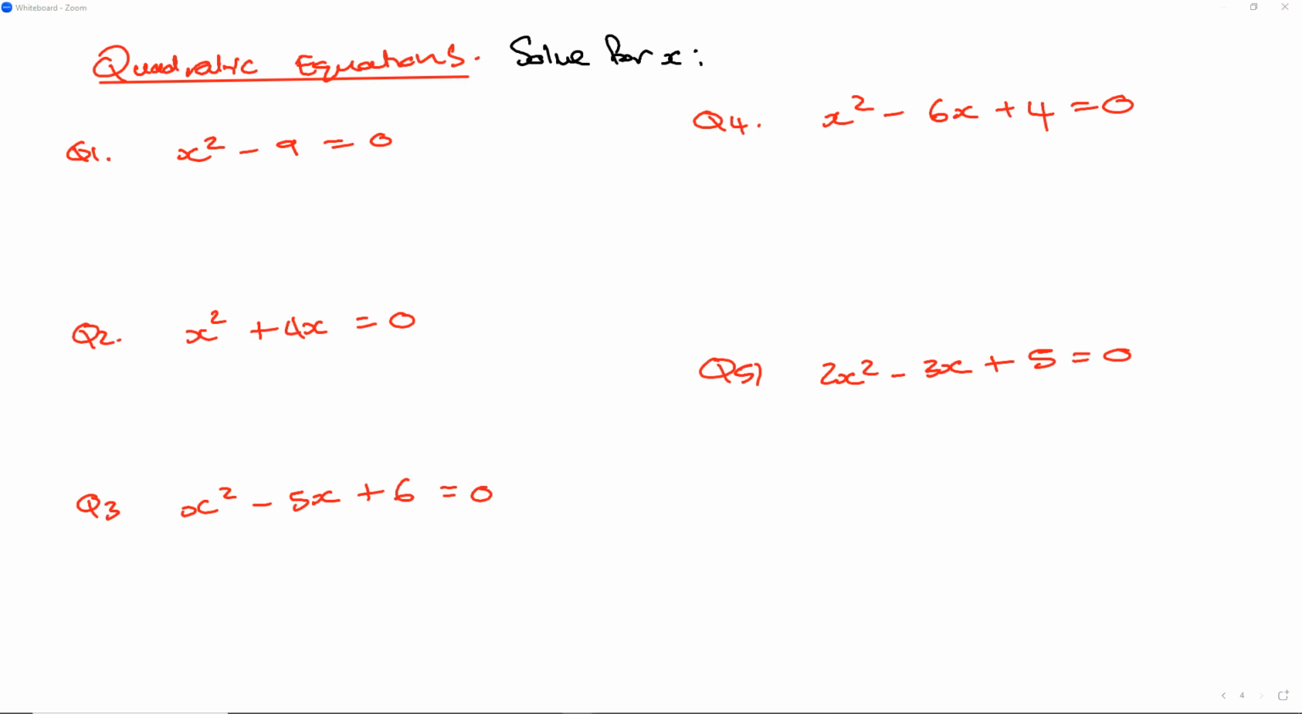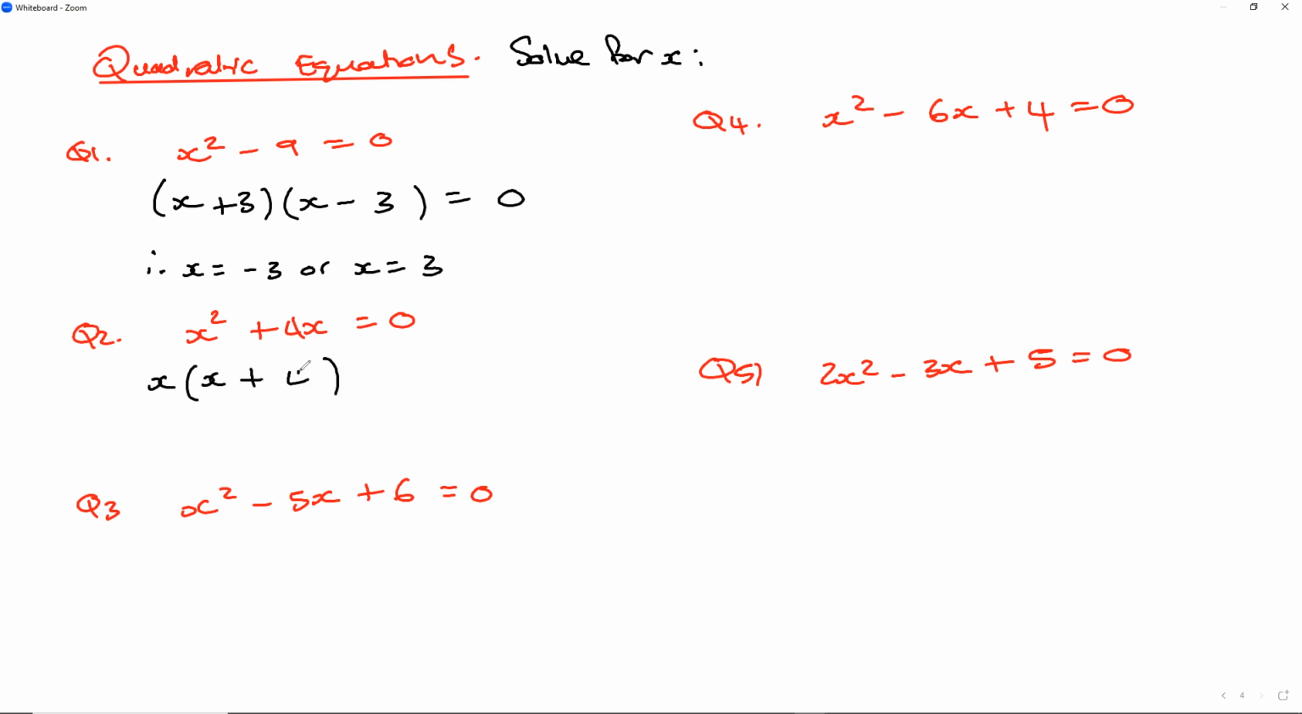So for the first question here, what we have is a difference of squares factorization, in which case I would break this up into two brackets, and I've got x over here, x over here, 3 here, 3 over here, plus and minus, and so therefore x will equal -3, or x can equal +3. For the next one, I can take x out of the bracket. I get x times (x plus 4) equals 0, and I'm now left with x equals 0, and or x equals -4. We can factorize both of them so far.